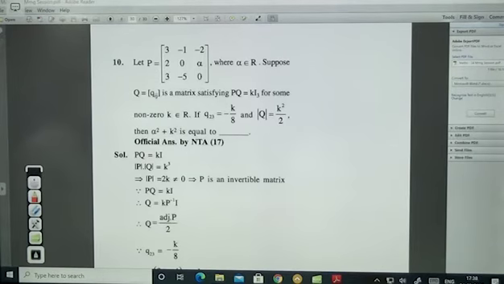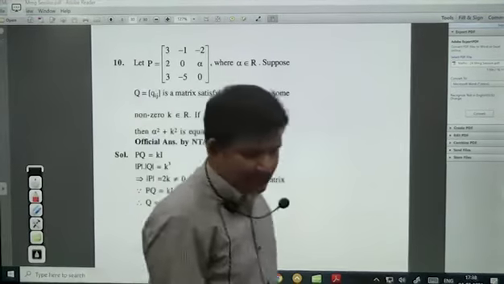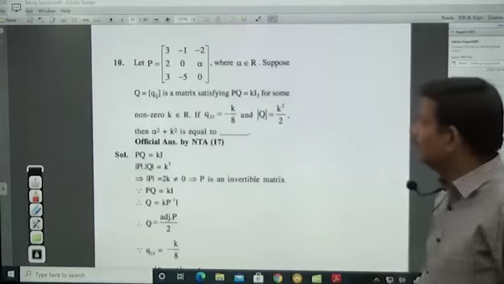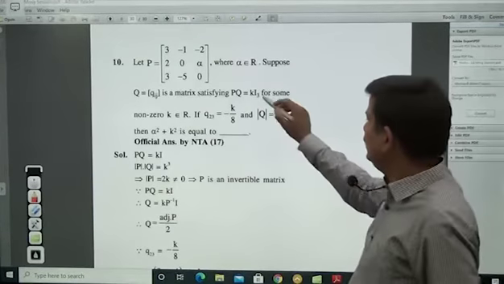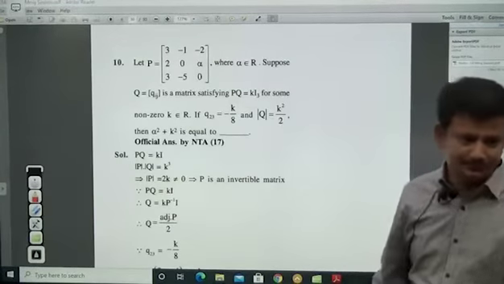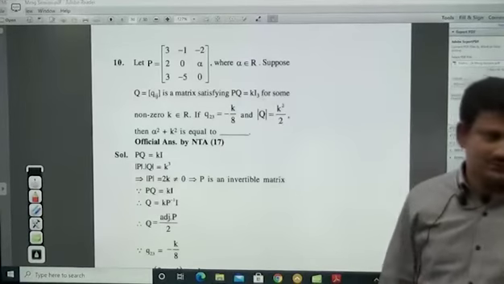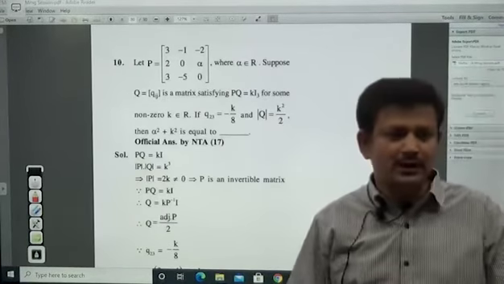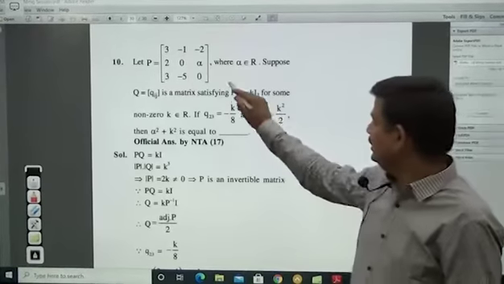Mod Q is equal to k square by 2, alpha square plus k square, he is asking. Fine, not a problem. P into Q is equal to k I3. Apply det on this equation. Don't assume Q. Don't ever assume Q. Just apply det on this equation.